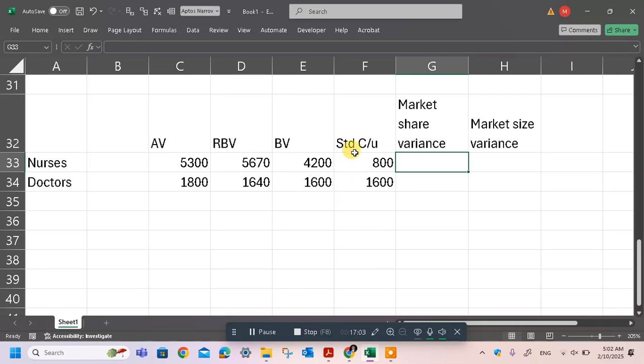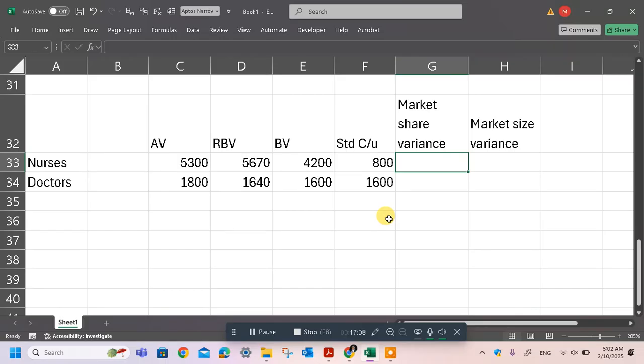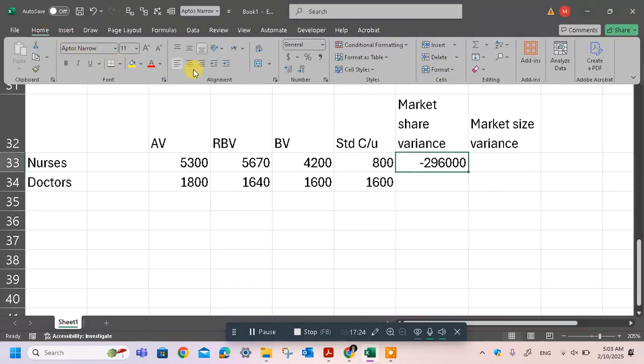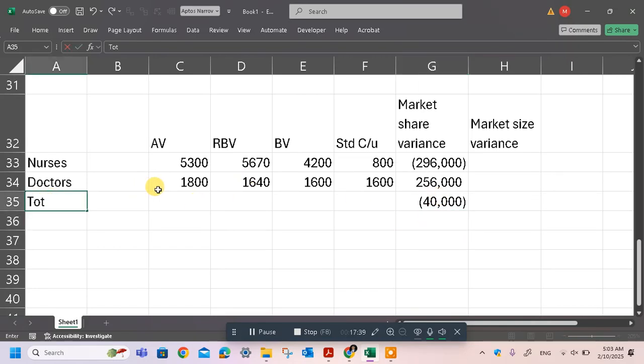Market share variance, remember the formula I showed you, actual volume minus revised budgeted volume into contribution per unit, 296,000. Copy paste the formula for doctors, this total, this is the market share variance.